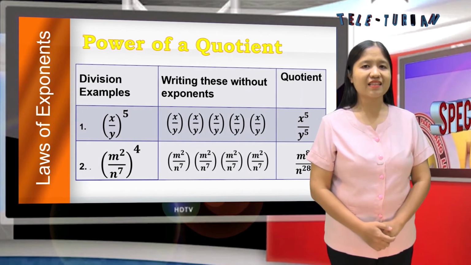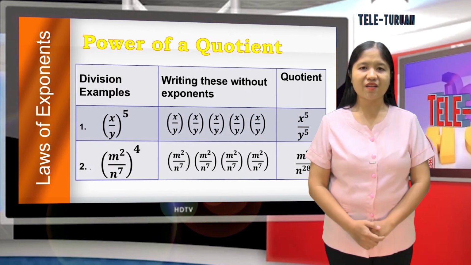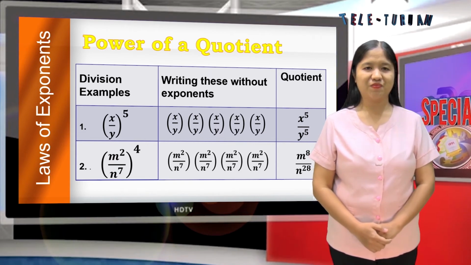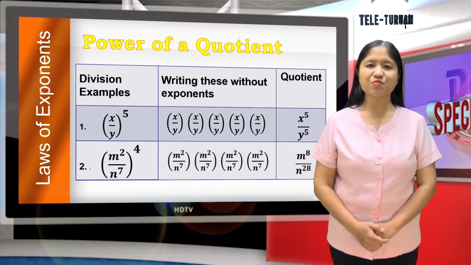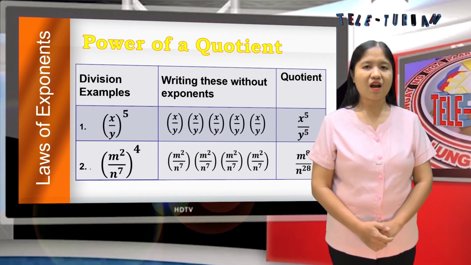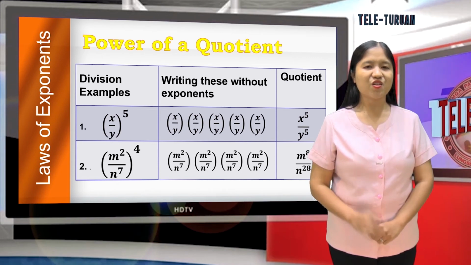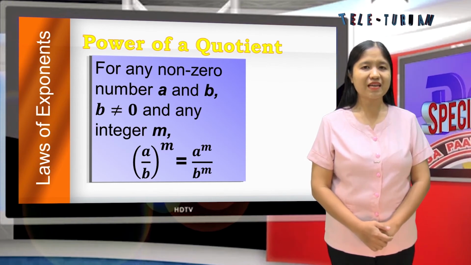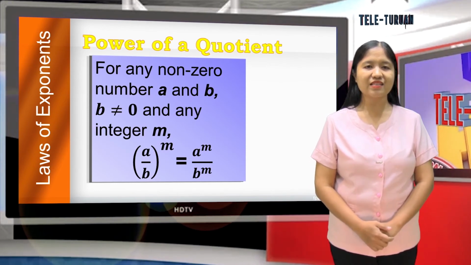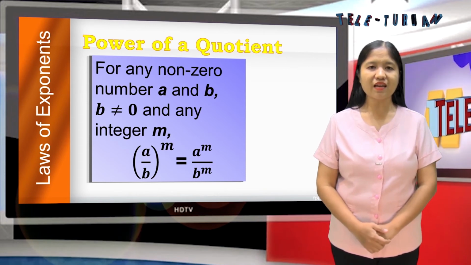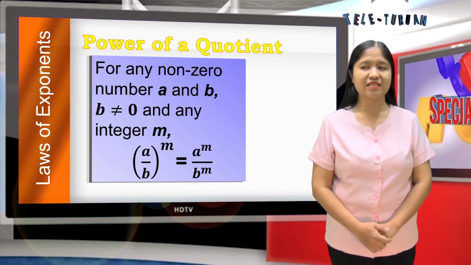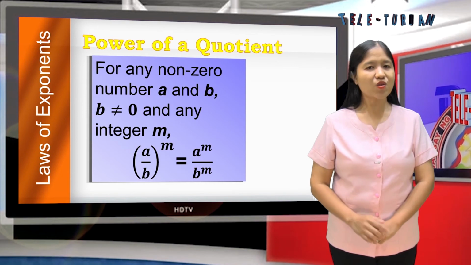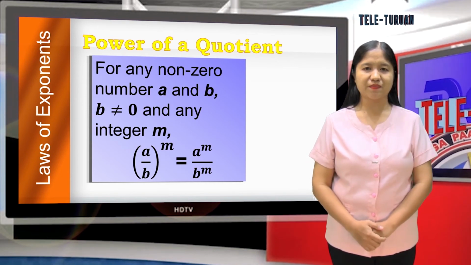Again, let us study and observe the table to derive the sixth law of exponent. Observe the given example in the table. Study the exponent in column 1 and column 3. How are they related? You're right. For any numbers A and B, where B is not equal to 0, and any integer m, the quantity A over B quantity raised to m is equal to A raised to m all over B raised to m. This concludes the sixth law of exponent.